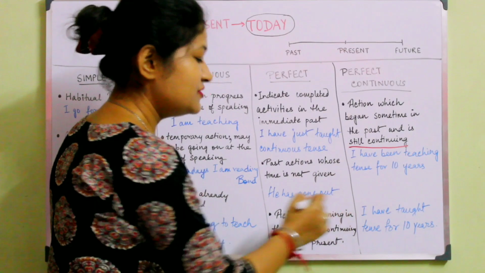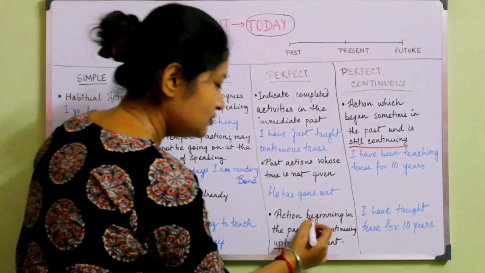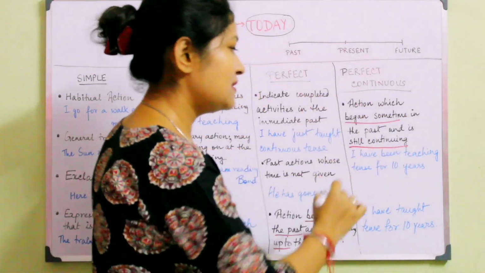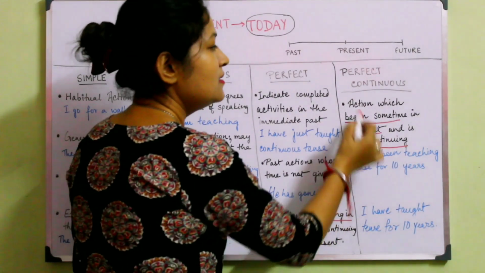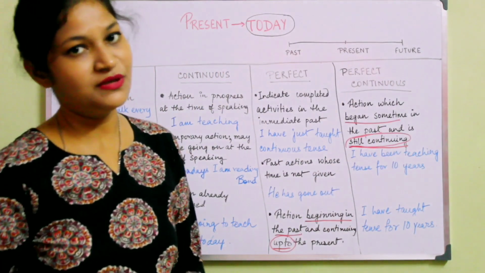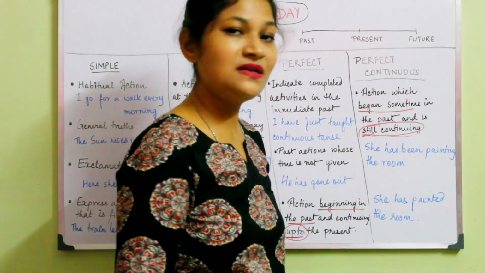So this is the difference between the perfect continuous and the perfect tense. That is, though both begin sometime in the past, this continues up to the present, while the perfect continuous tense still continues in the present moment. Let us look at another example. She has painted the room. She has been painting the room.